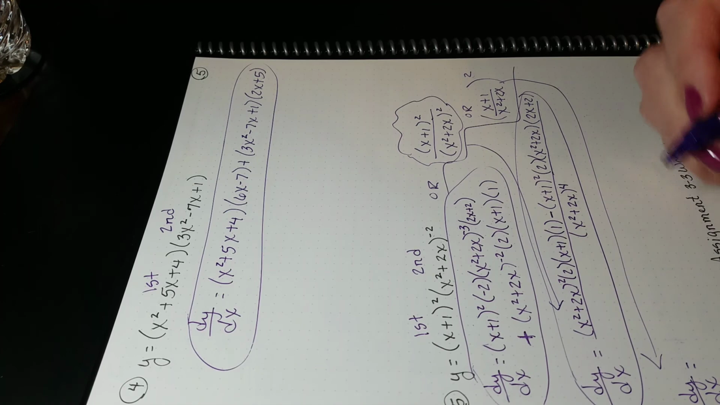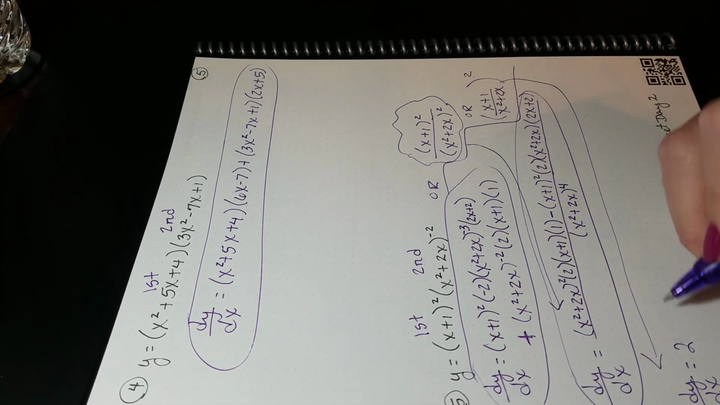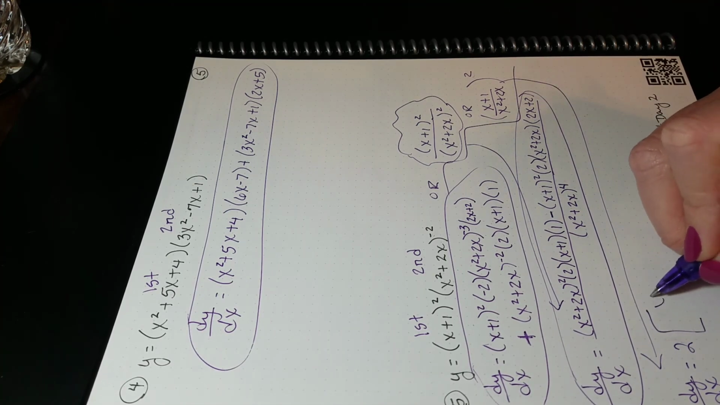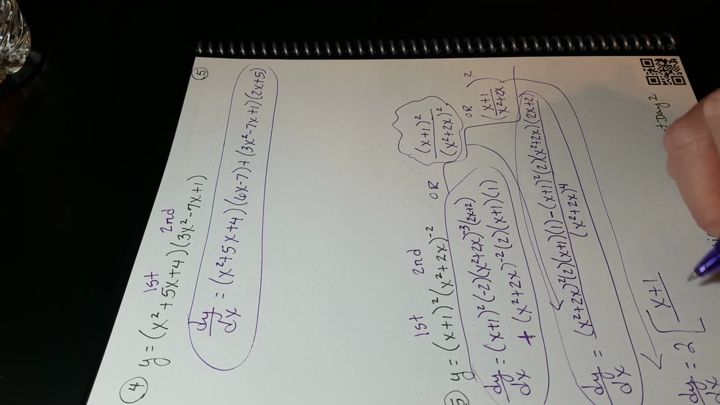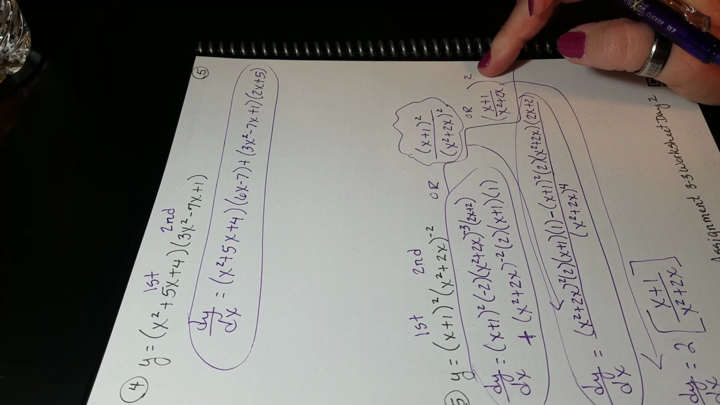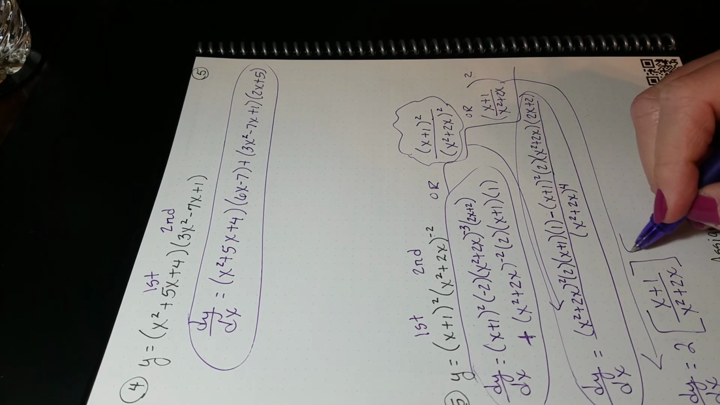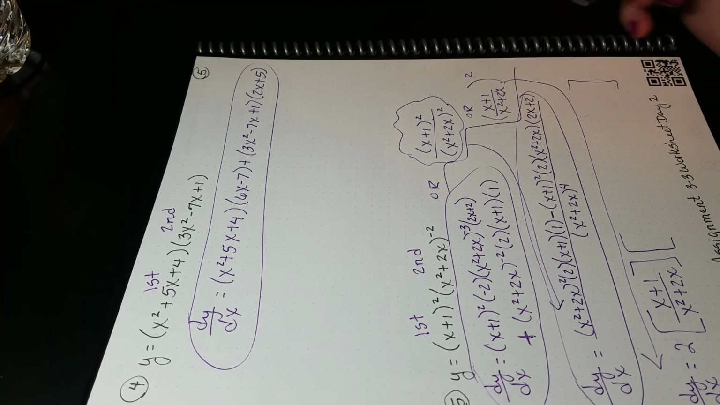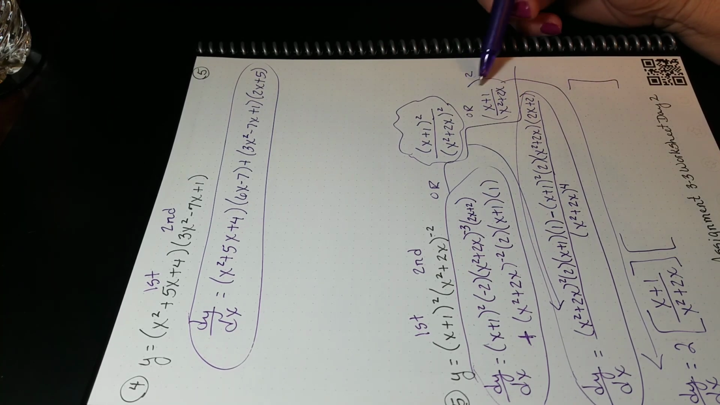So if that's the case, you would bring the 2 down. You would keep your function, x plus 1 over x squared plus 2x. I don't know why I put a bracket. You could put a parenthesis to the 1 less power, so that would be to the first power, because then it would be times the derivative of the inside. And the derivative of this would cause you to do, you got it, quotient rule.